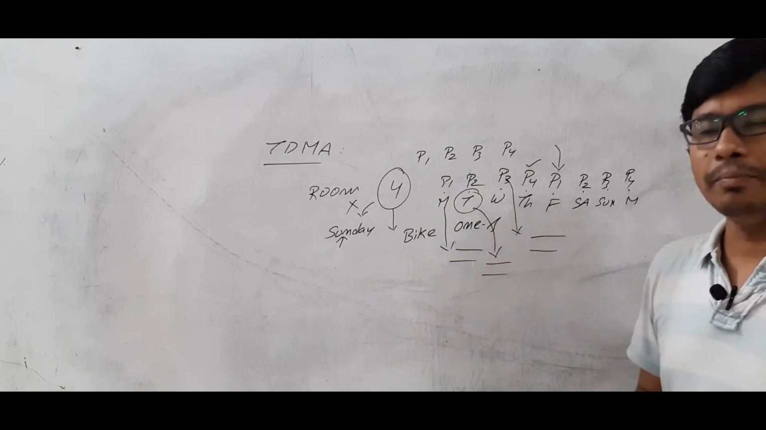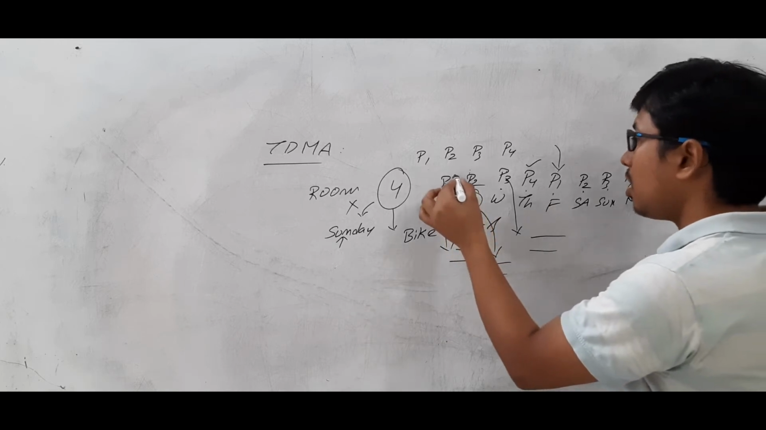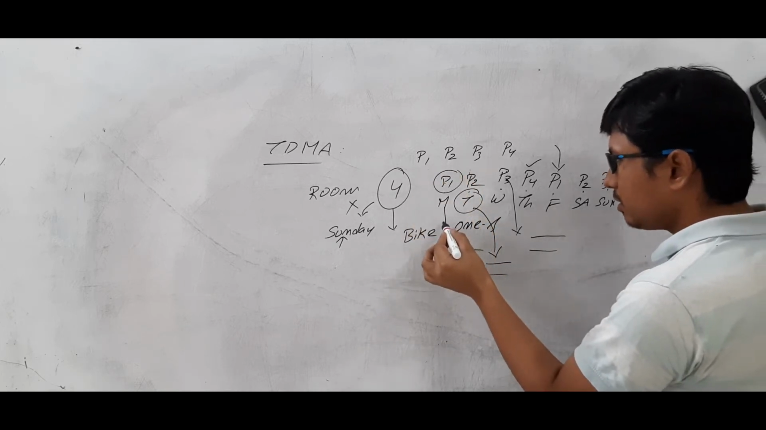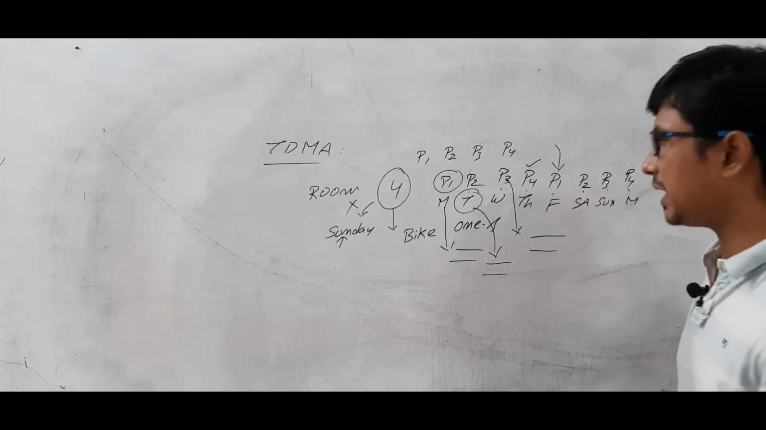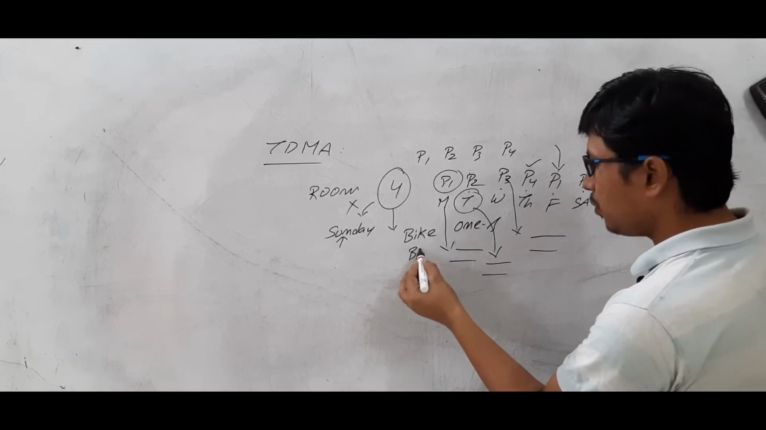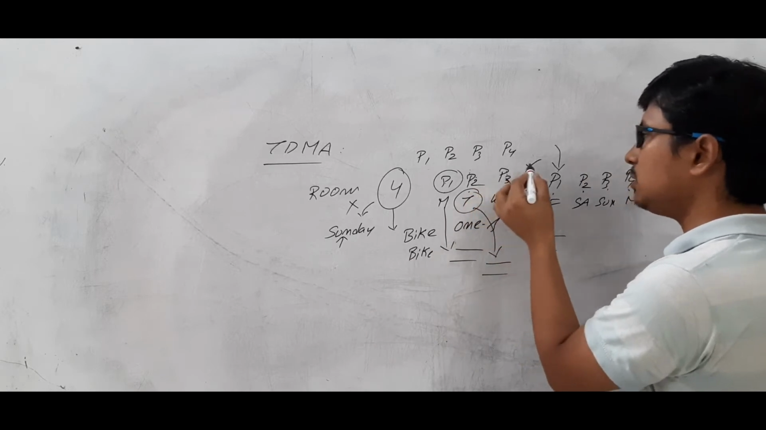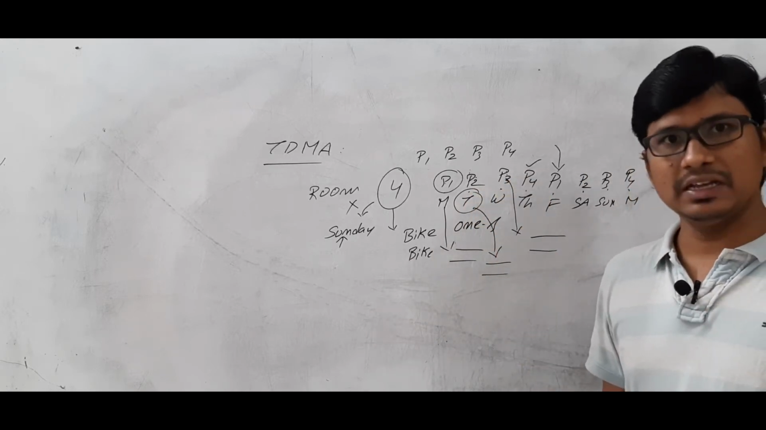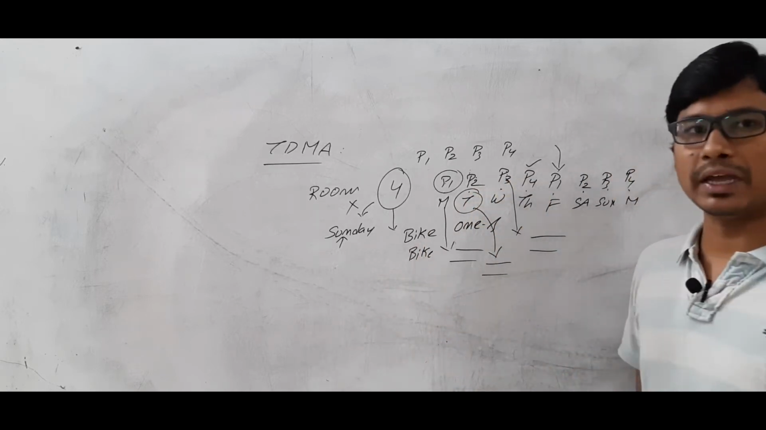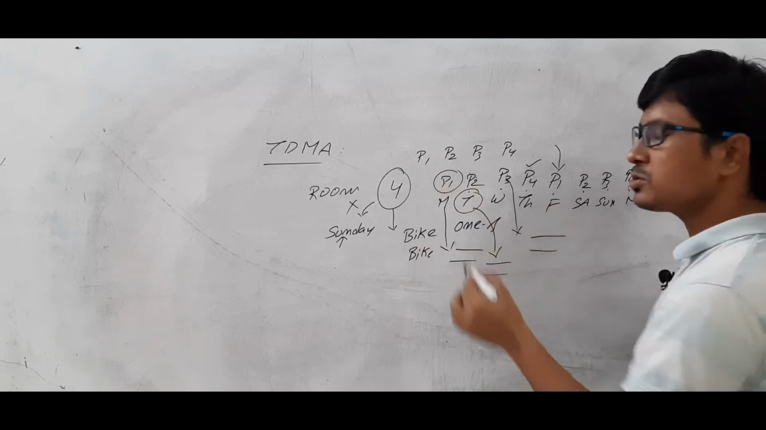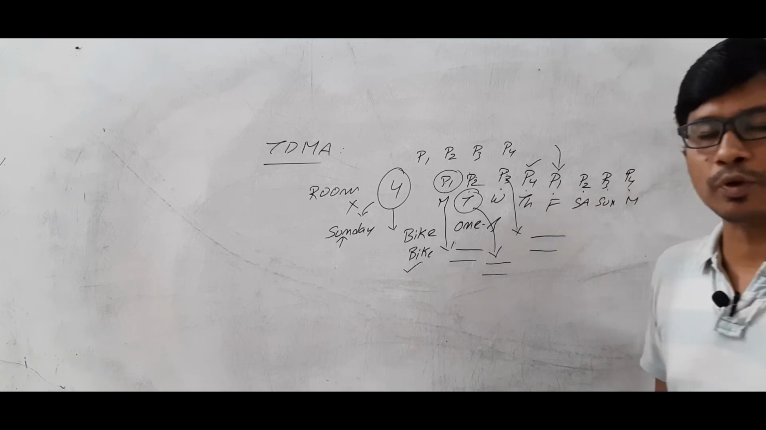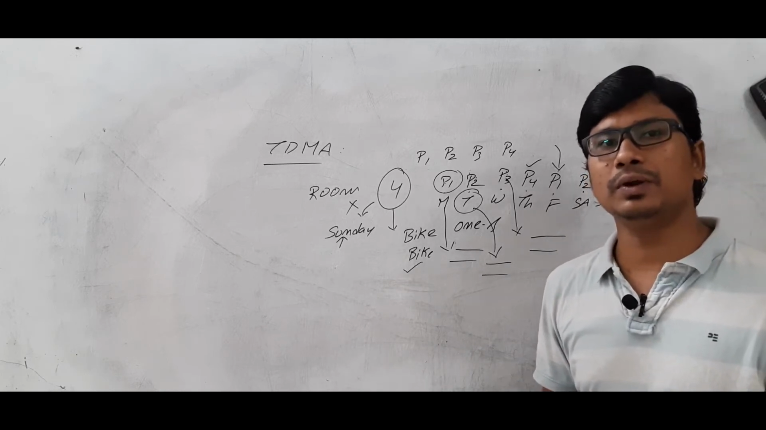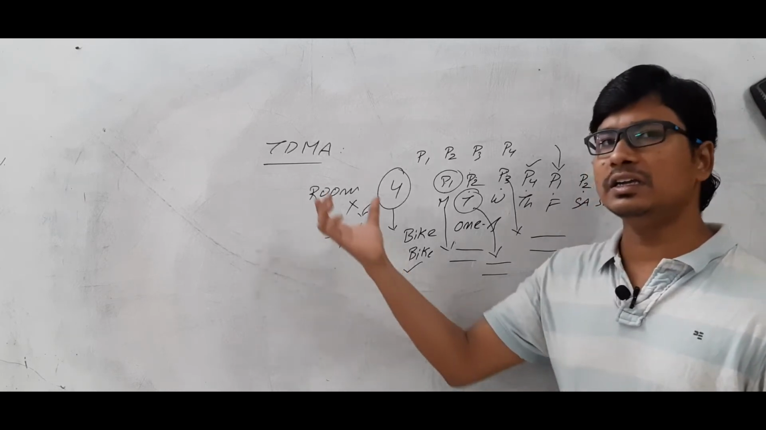This is good. But now let's take that on Monday, person 1 is busy and not able to use the bike. However, person 2, person 3 and person 4 are free. Still, no one is using the bike because the slot belongs to person 1. So the resource is not utilized properly. Are you able to understand? So this is the TDMA concept.